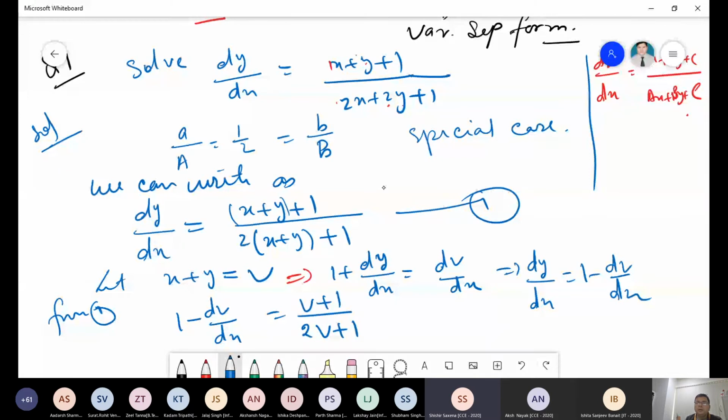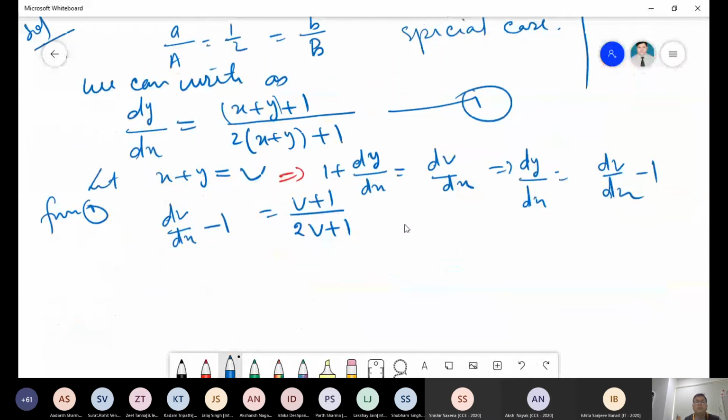Yes, sir, I wrote it the wrong way round. It will be minus 1. Thank you for the correction. So dv by dx minus 1 equals v plus 1 over the denominator, so now solve this question. Now it becomes an equation in terms of v and x.